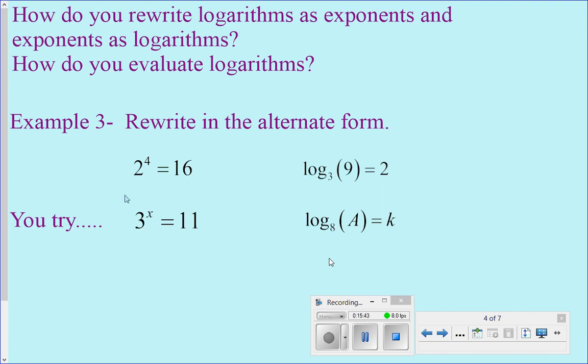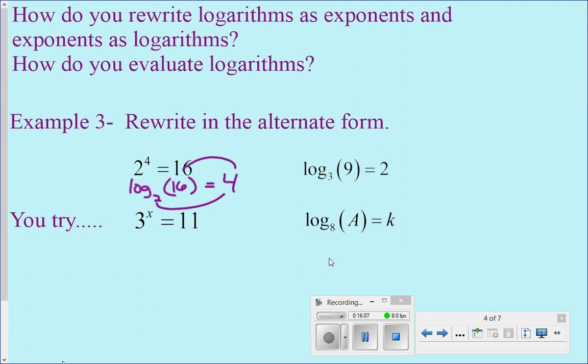So I'm going to write the word log first. I'm going to copy the base of something equals something. Again, you might want to use the little circle trick I showed you. So 2 to the what power, that's a 4, is equal to 16. So in log form, log base 2 of 16 equals 4 is the same thing as 2 to the 4th equals 16. So 3 to the x equals 11.